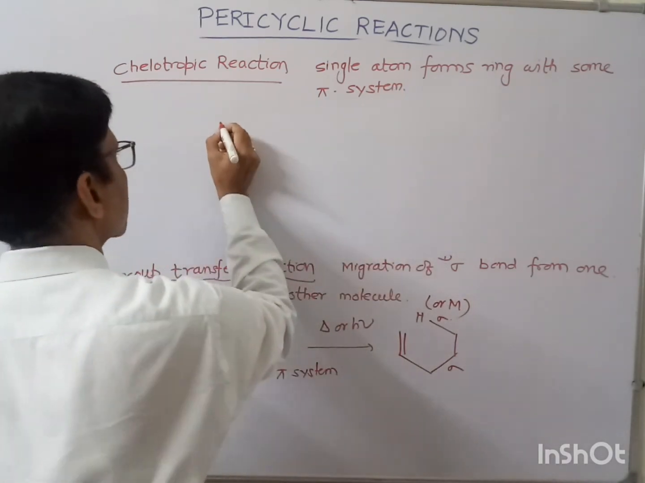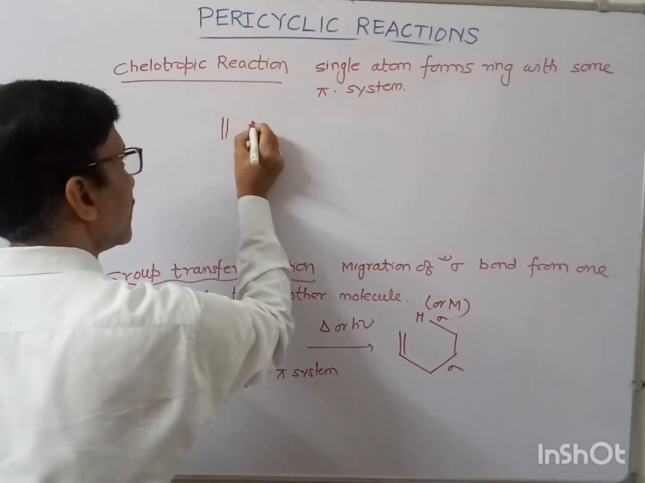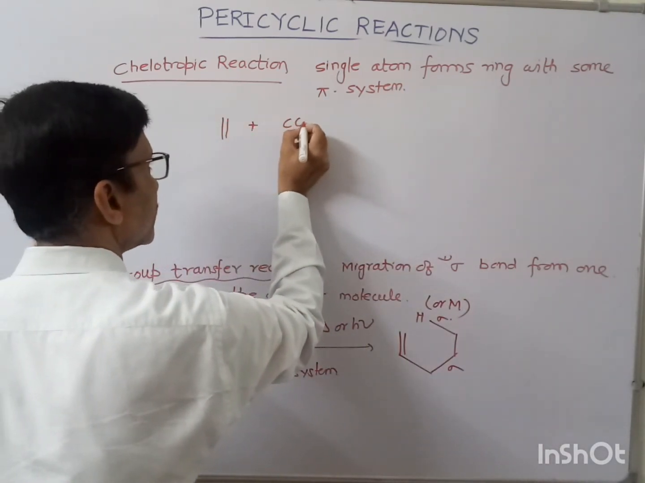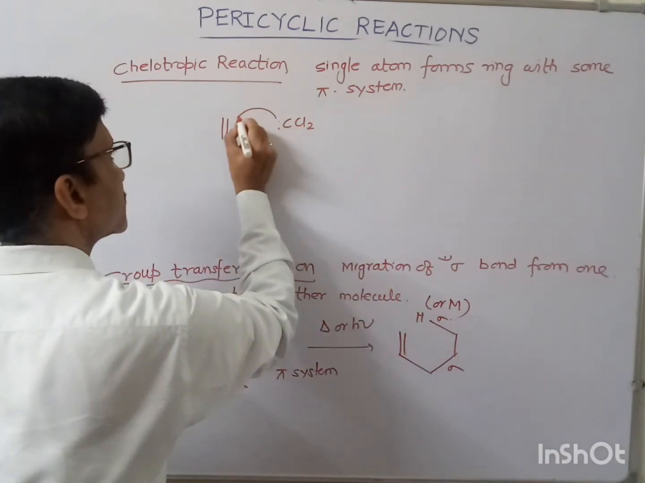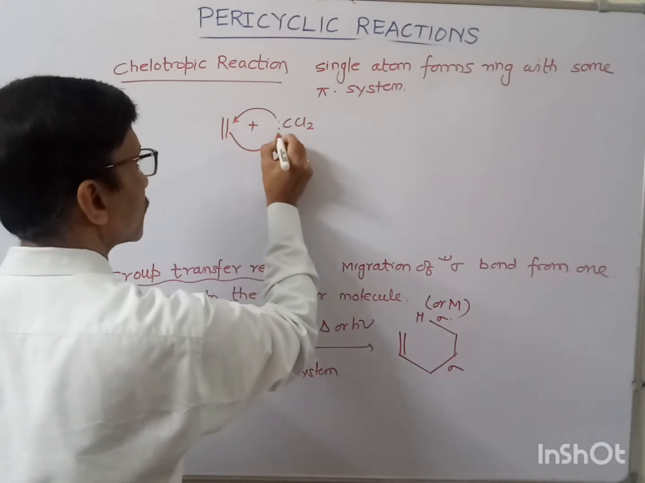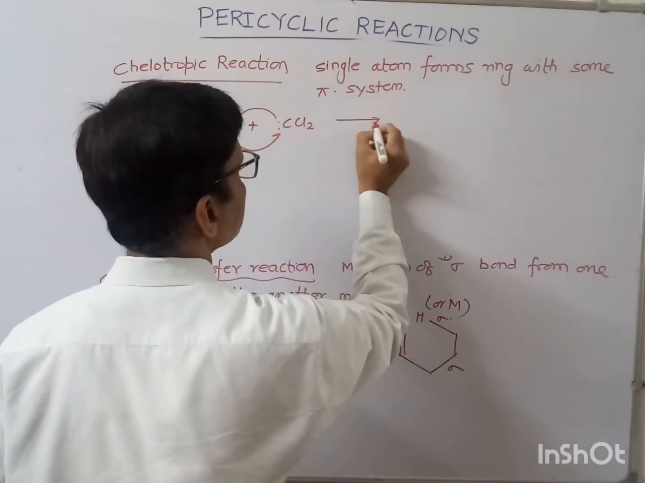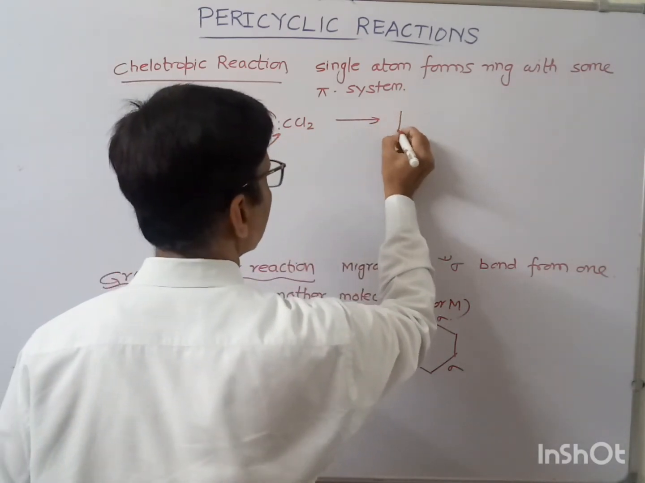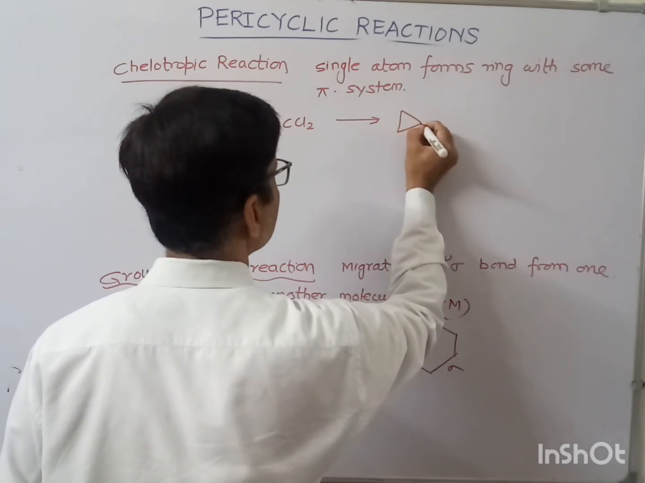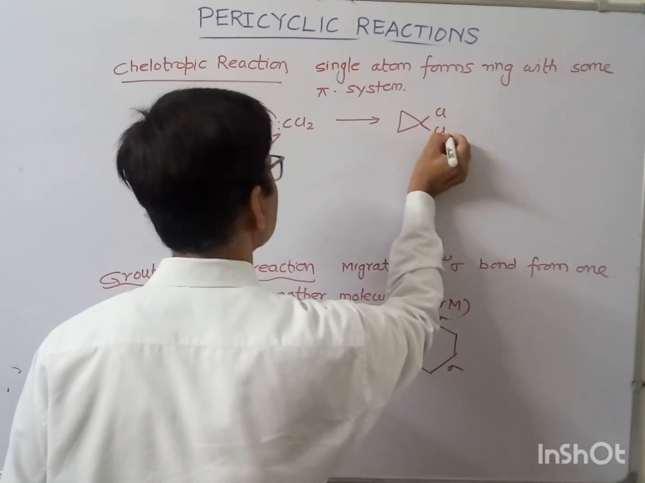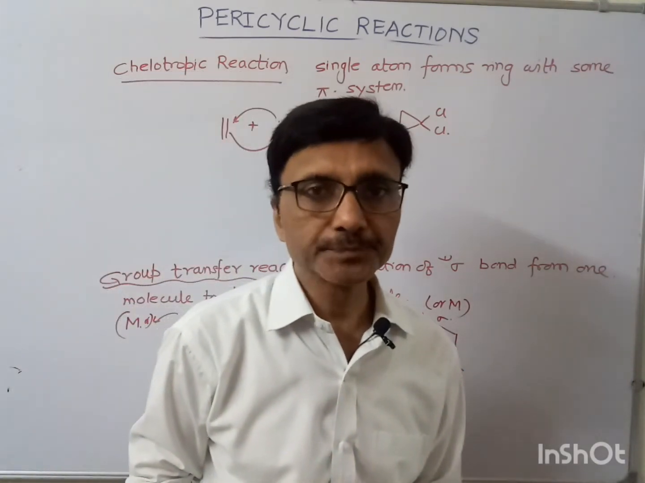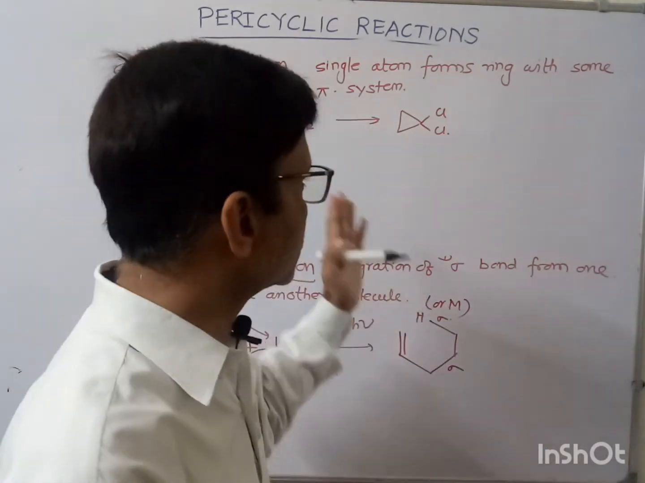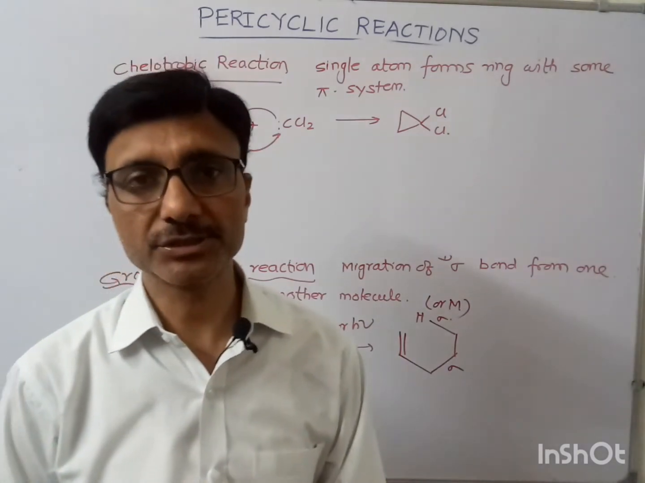Okay, so for example, suppose we have ethene and we have a carbene, then such a reaction will occur over here, and we will get a cyclic ring that would be formed in such a way, the ring that would be formed over here. So this reaction is an example of the cheletropic reaction. We will see more examples in cheletropic reactions.